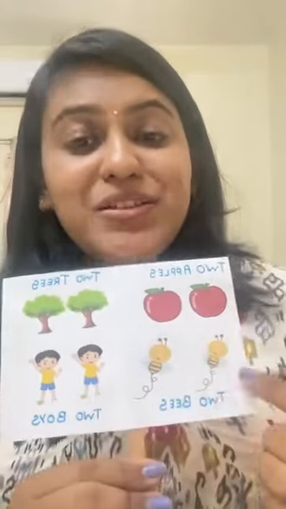2, 2, number 2. What comes after number 1? 2, 2, number 2. Let us learn the number 2. There are 2 apples, 2 trees, 2 tiny little buzzing bees. There are 2 apples, 2 trees, 2 tiny little buzzing bees. There are 2 boys jumping there, looking at the buzzing bees. There are 2 boys jumping there, looking at the buzzing bees.